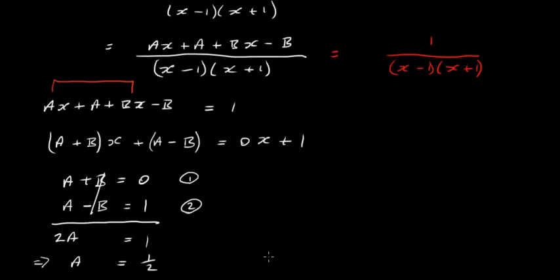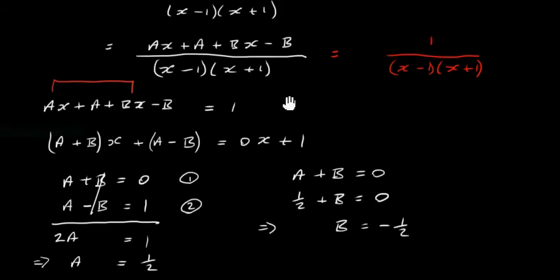So now I know what a is. Let's try and work out what b is. Well, if I take equation 1 again, I've got a plus b equal to 0. I know that a is equal to a half, so I can put half here and b here, 0 here. That will give me b is equal to minus half. So now I know what a and b are.